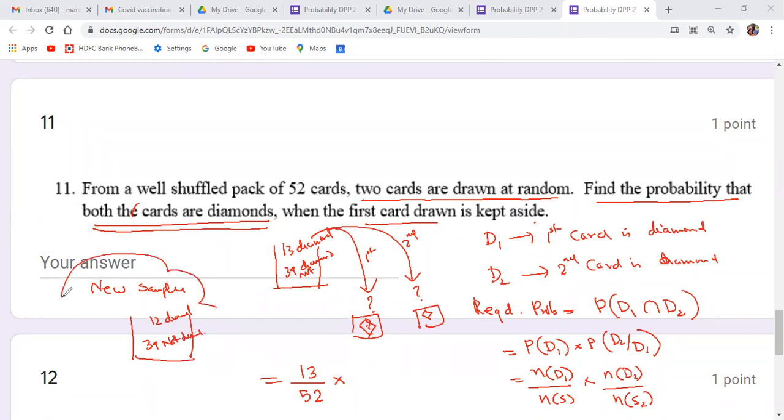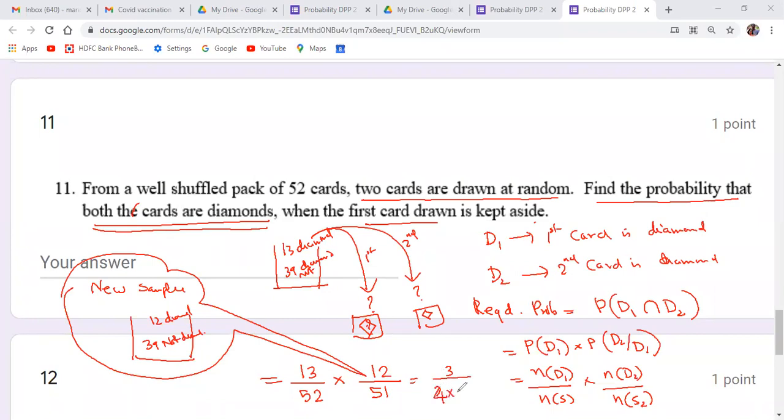This is my new sample space. In this new sample space, what is the chance of getting D2 as a diamond? Yes, so it will be 12 by 51. This is 4 times. How many times? This 3 is by 51, sir. 3 by 17, no?